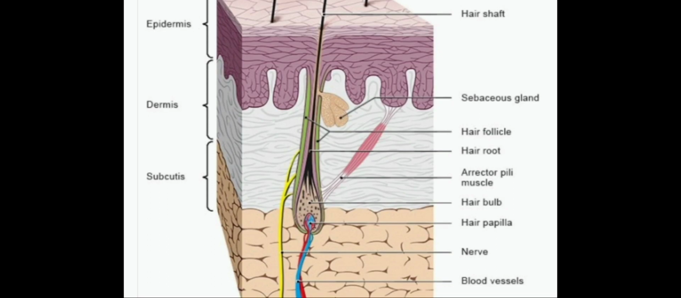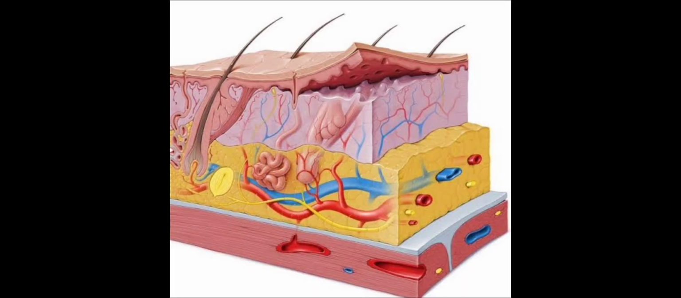Deeper to the dermis is the layer of hypodermis. This layer is also called the subcutaneous fascia. It is the deepest layer of the skin. It contains adipose lobules with some skin appendages like the hair follicles, the sensory neurons, and the blood vessels.